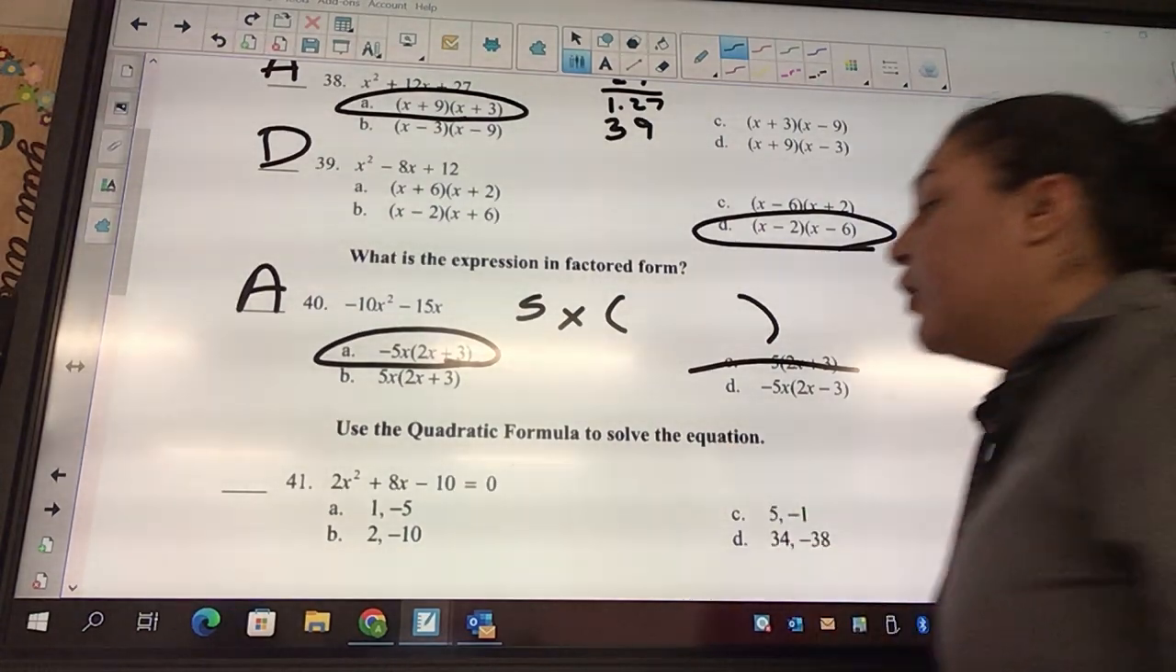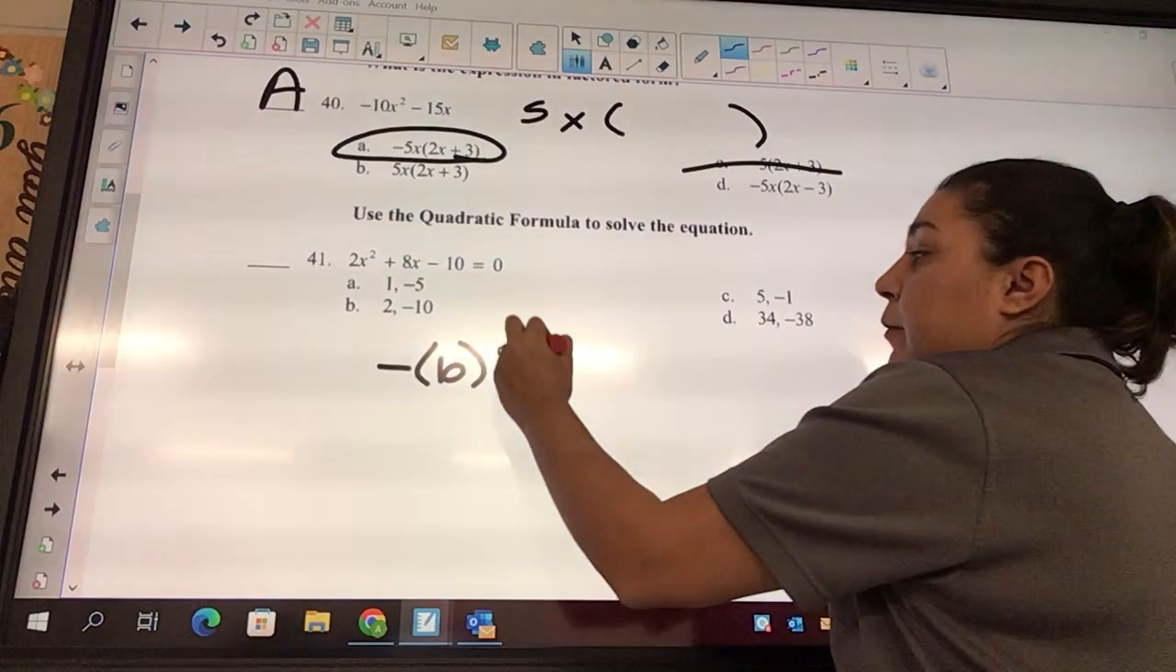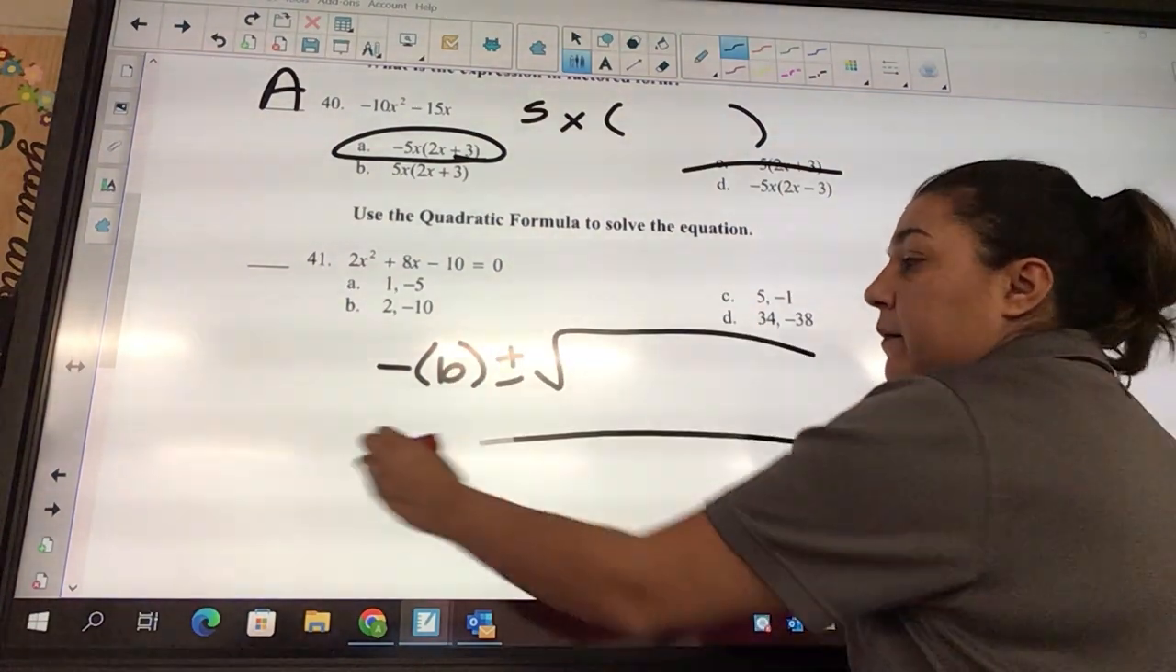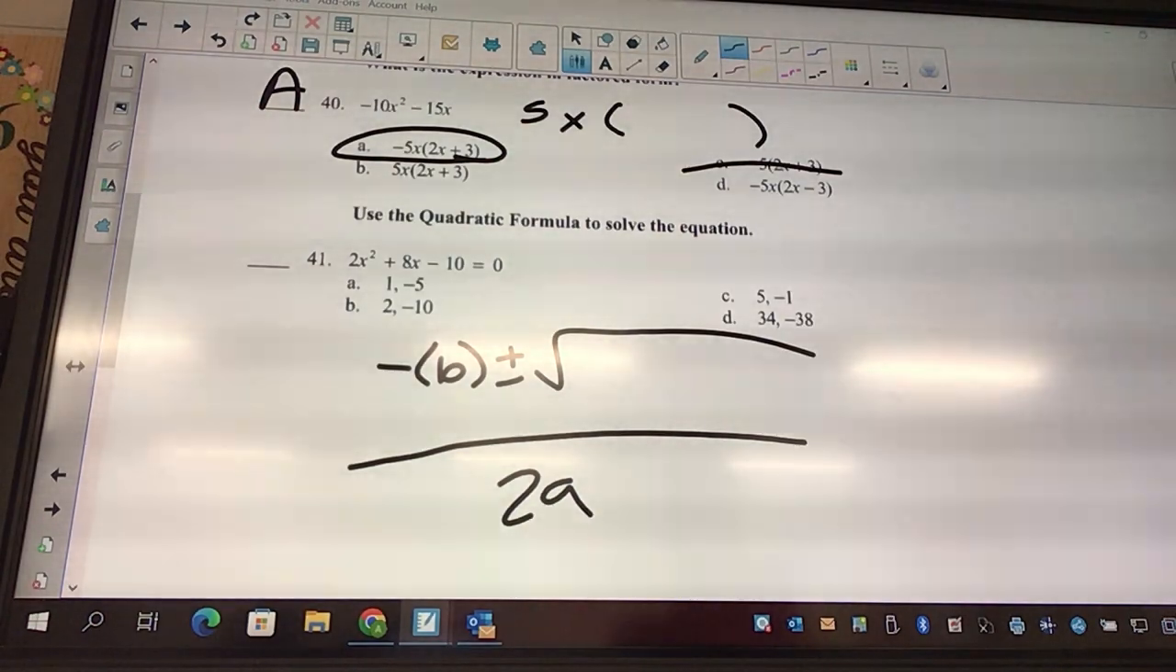Okay, 41 is that quadratic formula. I'm not actually going to do it, but it's that -b plus or minus. You know what I'm talking about? Okay, it's that one. 41 is A.